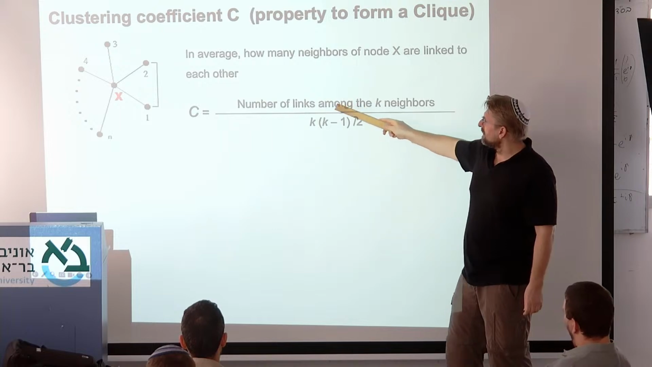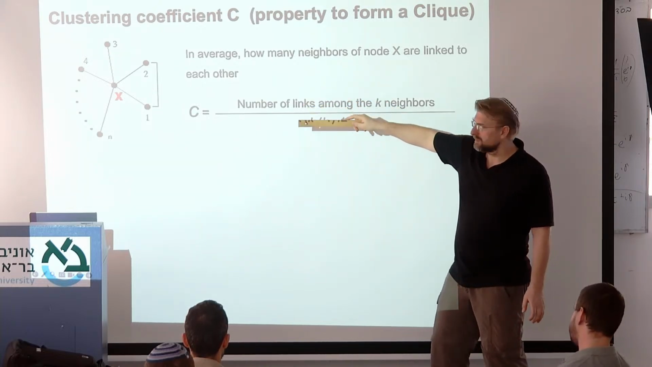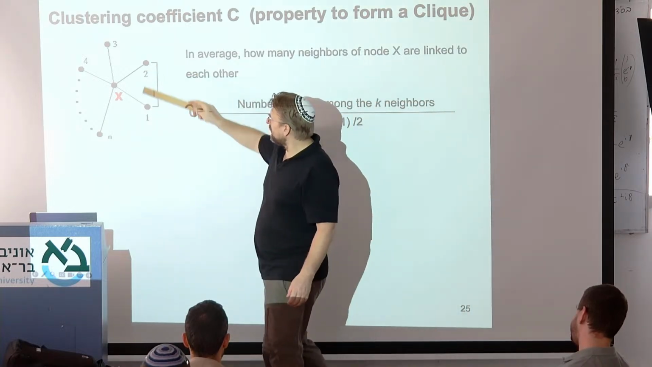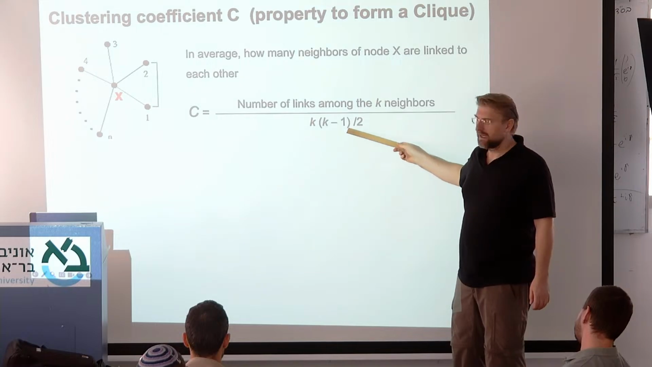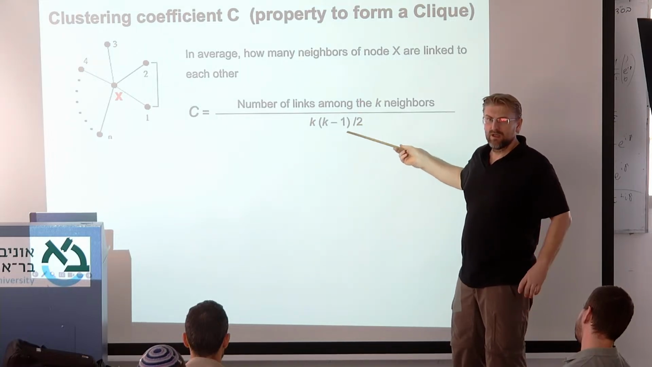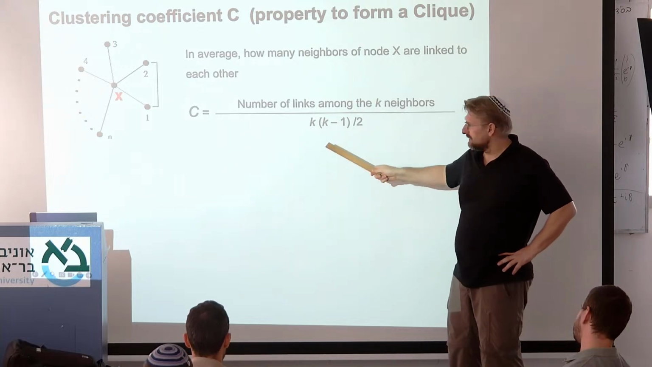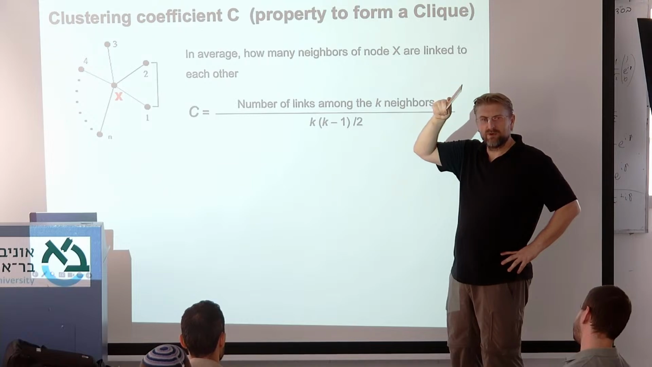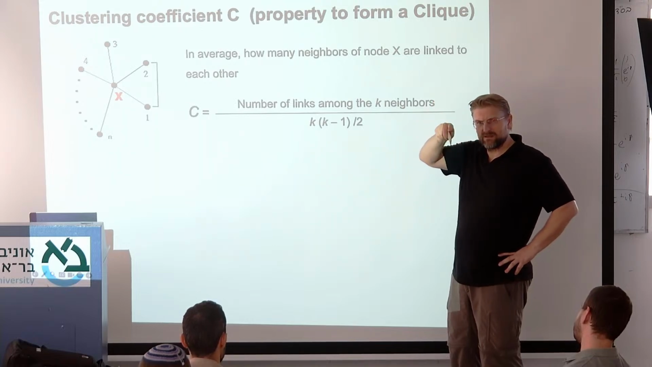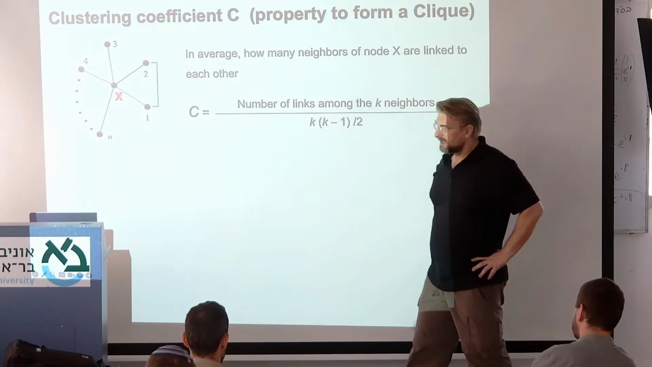These are the number of links among your neighbors. So it would be here equal to 1, right? Divided by the possible number of links. Again, why is it divided by 2? No directionality. Directionality doesn't matter. It's just the upper triangle. Who said this before? Upper triangle in the matrix. I think you said. Yes. Upper triangle in the matrix. So this is the clustering coefficient.